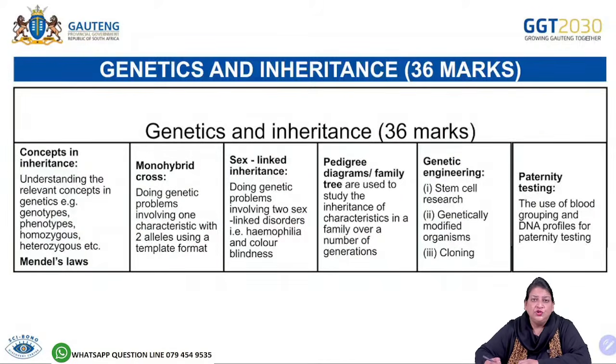Then we're also going to look at how you actually test for paternity. Paternity testing means how will you know whether this child belongs to that parent. So we have two ways in which you can test it, either a DNA profile or a blood group. So that's an overview of what we're going to be looking at.